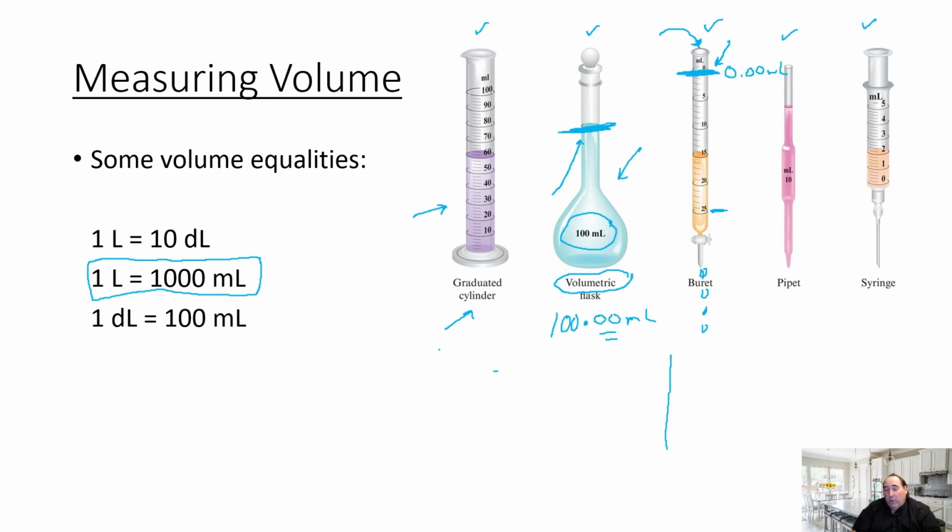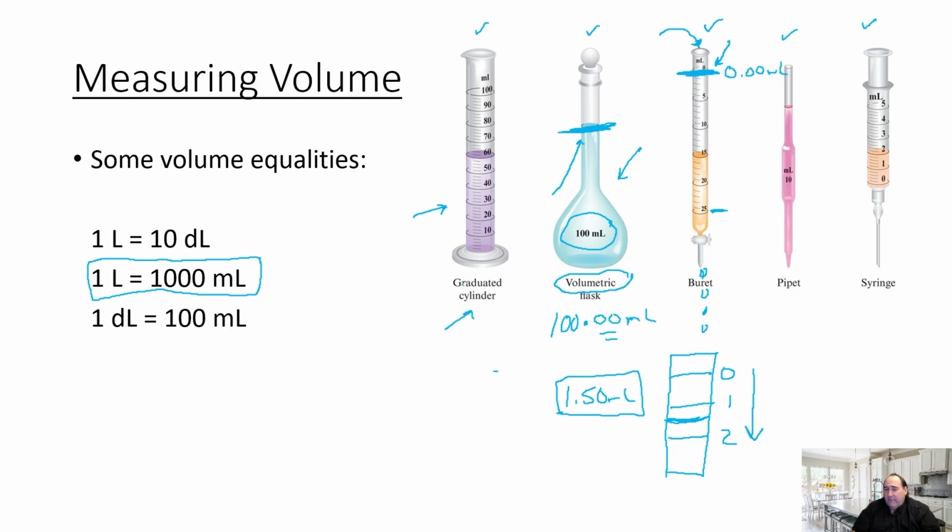So for example, when we go to read something like a burette, this would be 0, this would be 1, this would be 2, and so forth. So it actually increases in volume as you go down. Sometimes people make an incorrect reading because of that. So let's just say we had our liquid right about there. It's between the 1 marking and the 2 marking. And since it increases as you go down, this would be like 1.50 milliliters and not 2 point something.